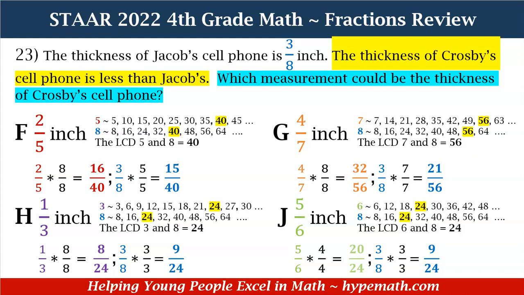Multiplying our numerators going across, 5 times 4 is equal to 20. Now let's look at 3/8. We have 24 as our denominator, and 3 is the number that, when we multiply by 8, equals 24. So I'm going to multiply my numerator by 3 as well. 3 times 3 is 9. So 9 over 24 is my equivalent fraction for 3/8.